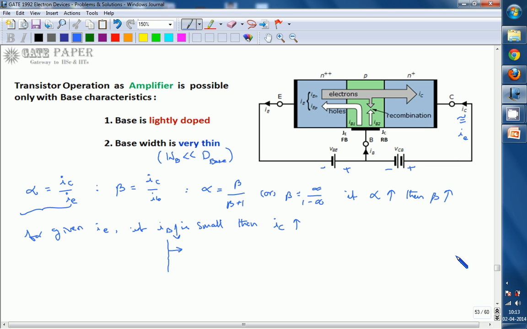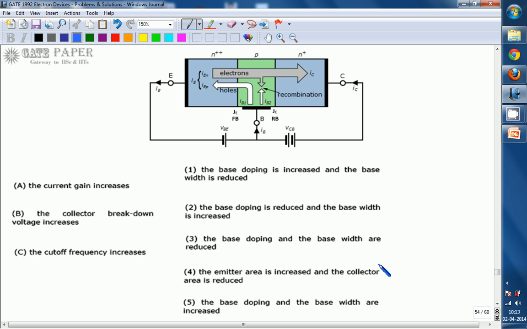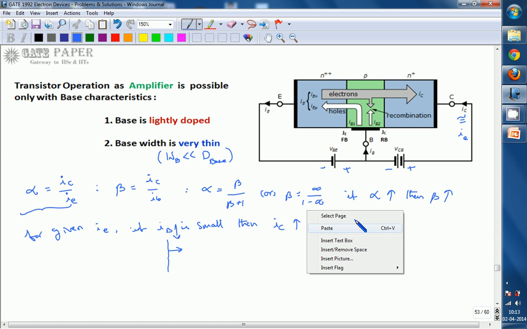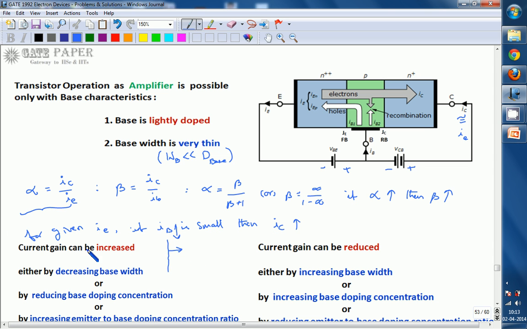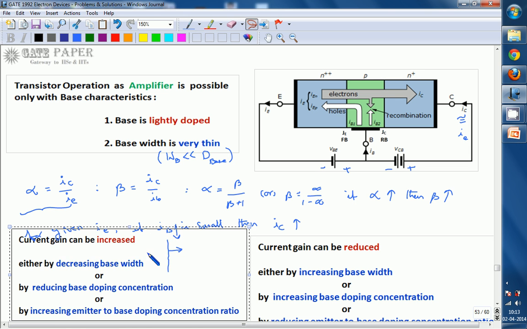So that can be written in this way. Look at this one. Current gain can be increased either by decreasing base width, or by decreasing base doping concentration, or by increasing emitter to base doping concentration ratio.